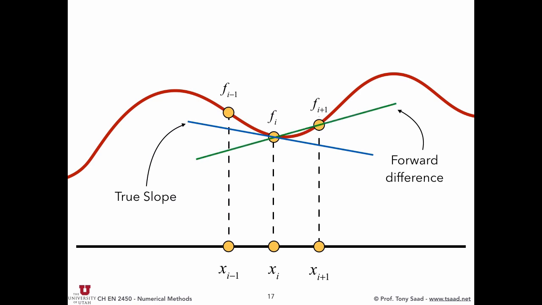Now, geometrically, if this is the true slope, what does the forward formula give us? It gives us this prediction, okay? Because at point i, it's using point i plus 1 and point i. It doesn't use any data from previous points, okay? So it's always looking forward, so in this case, there's a huge error over here. But as we shrink h, we're going to get closer and closer, okay?